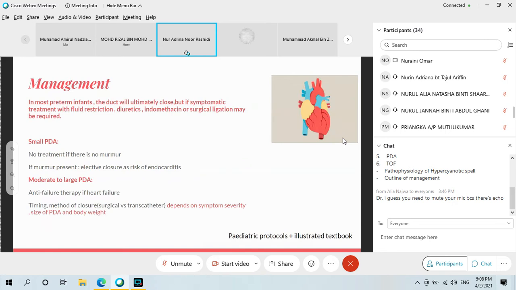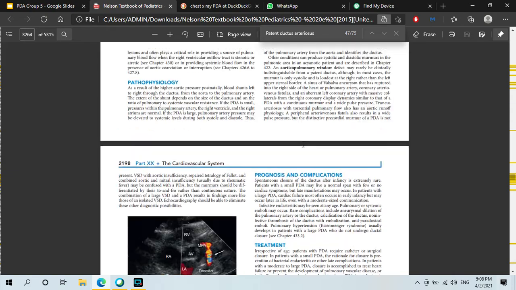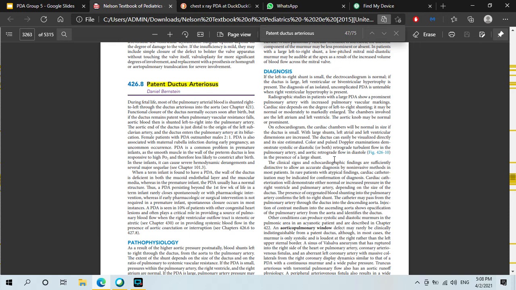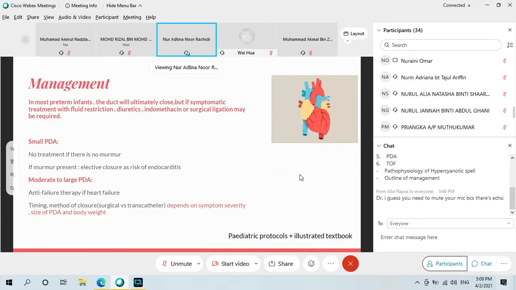There is a risk of endocarditis because of the high velocity at the PDA. It can cause sticking of blood clots, and that increases the risk of endocarditis. For the management of moderate to large PDA, we can give heart failure drugs, for example diuretics, beta blockers and ACE inhibitors, and decide the timing and method of closure. We may do surgical ligation or transcatheter closure, depending on the symptoms, the severity, the size of the PDA, and also the body weight.